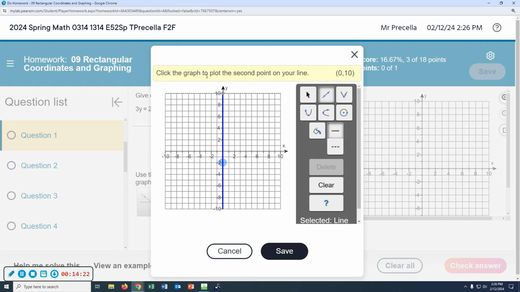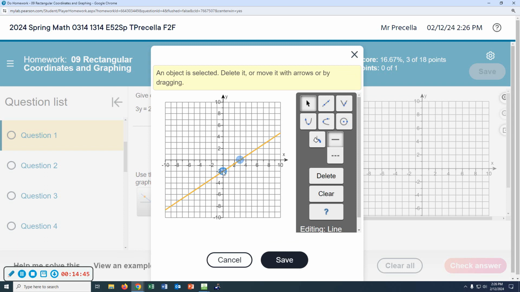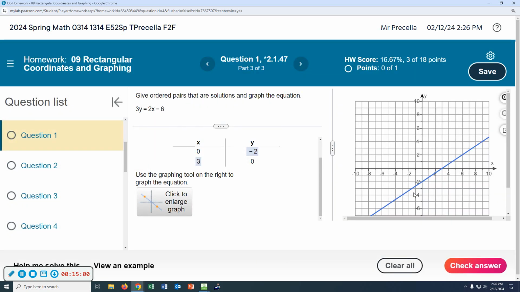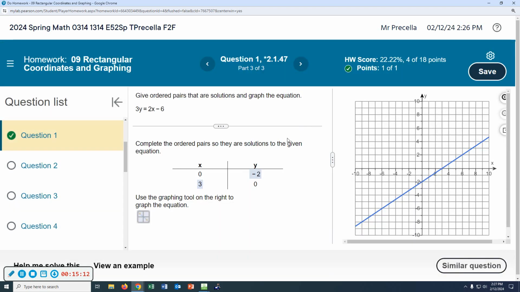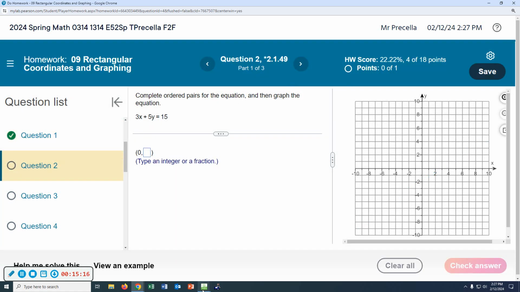Now that we've clicked it, it says, click the graph to plot the second point on your line. Notice as I move my mouse around, this tool is drawing every possible line that has the point 0, negative 2. But what was that second point we had? 3, 0? Yes. Right there. So we have the 2 ordered pairs, 0, negative 2, and 3, 0. If you're using the pop-out graph the way I am, you'll have to save it, and look what happens once you click save. It transfers the graph back to the original graph, and you can say check answer. Any questions there? Some terminology before we do number 2.